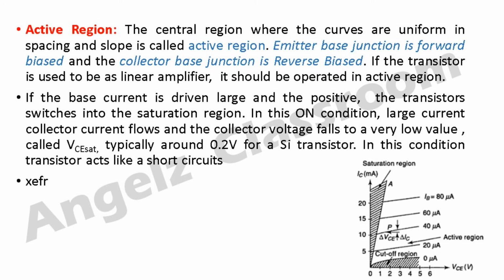Next one is my active region. The central region, in between the saturation and cutoff regions, is the active region. Here the emitter base junction is forward biased and the collector base junction is reverse biased. For example, if I am using the transistor as a linear amplifier, it should be operated only in this region.